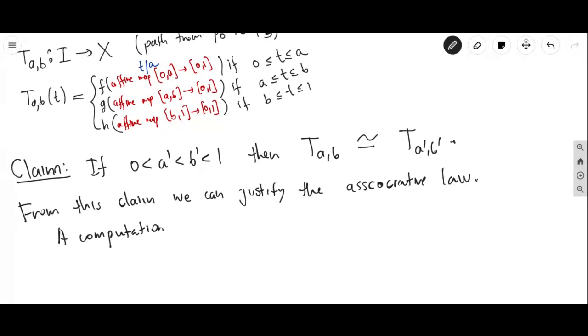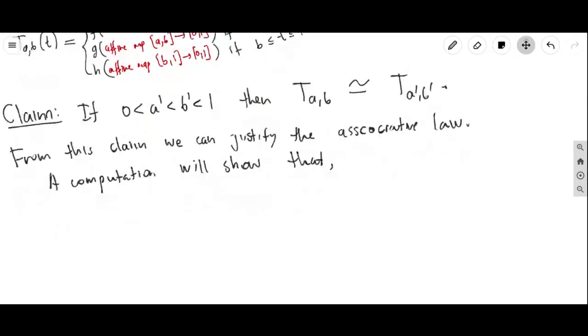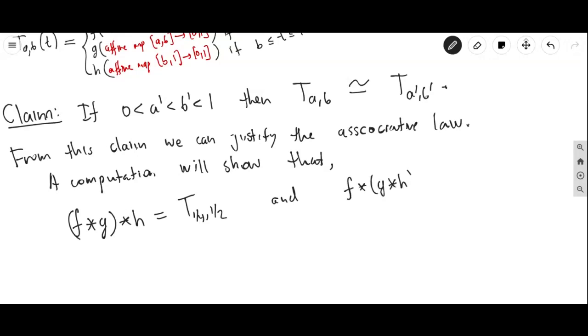And it's not difficult, it's just some tedious but straightforward stuff. So a computation will show that this product, this juxtaposition, when you do it like this, would be the same thing as taking the triple product that we've just defined with the following cutoff intervals. And this product is what you get when you take the triple product with the following cutoff intervals.